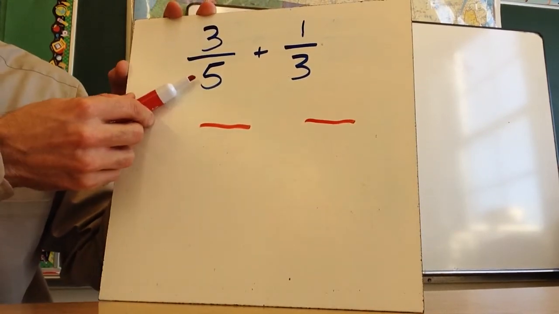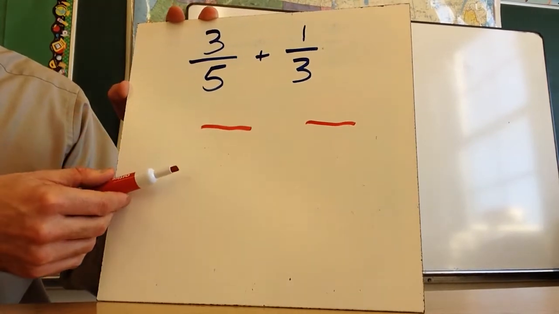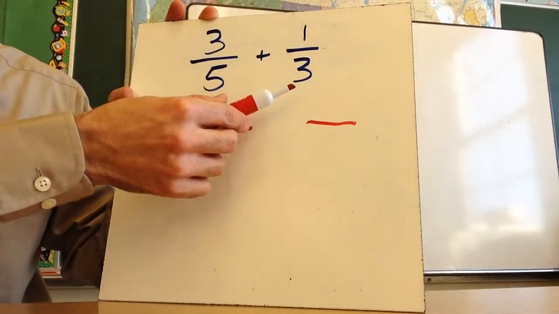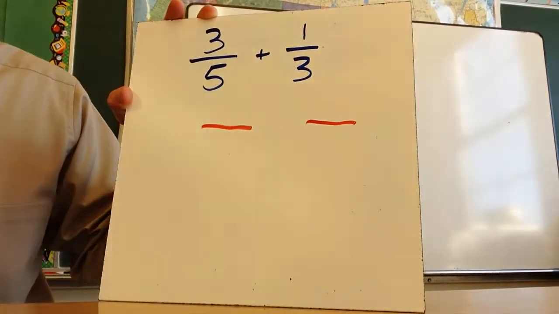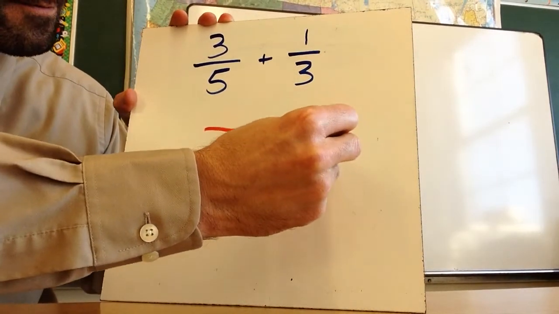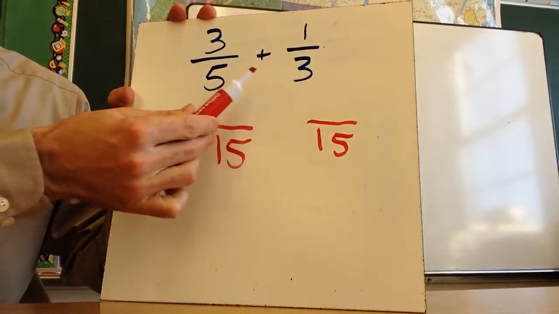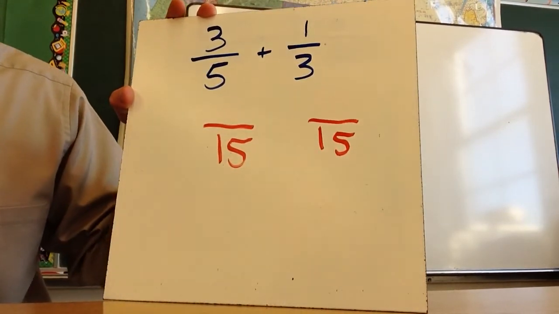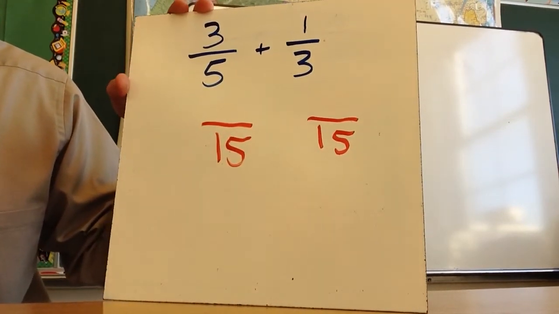So think about the multiples of 5: 5, 10, 15, 20. And for 3 it'd be 3, 6, 9, 12, 15, 18, and so on. And the least common is 15. Right? Now one trick is I can just multiply these two together and get that number. Sometimes that's not the least common, but it will give you a common.